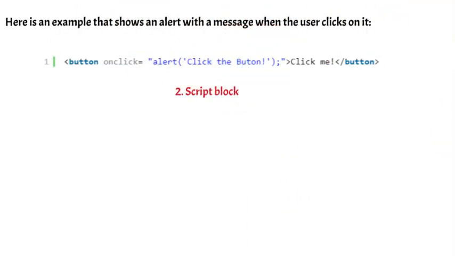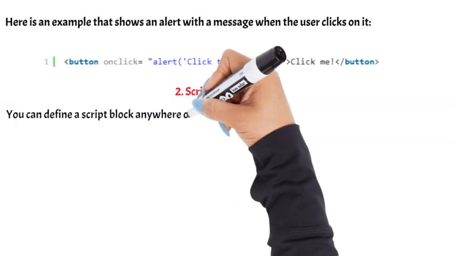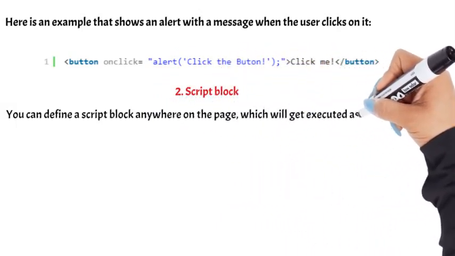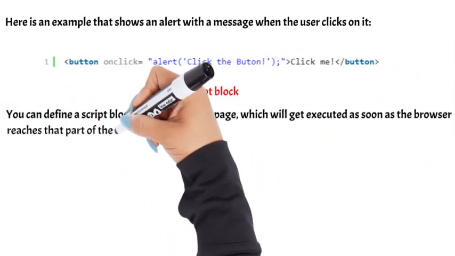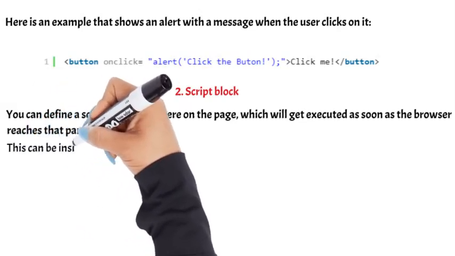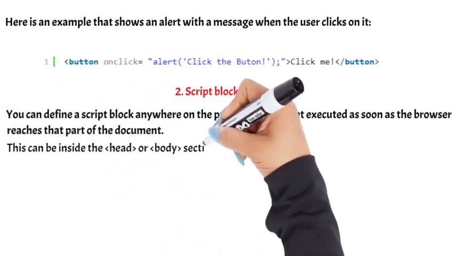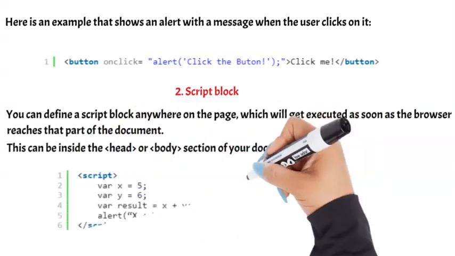2. Script block. You can define a script block anywhere on the page, which will get executed as soon as the browser reaches that part of the document. This can be inside the <head> or <body> section of your document.